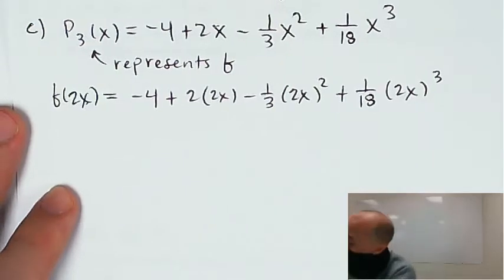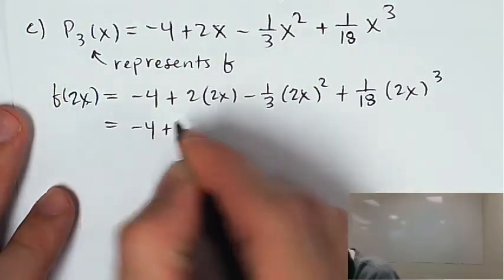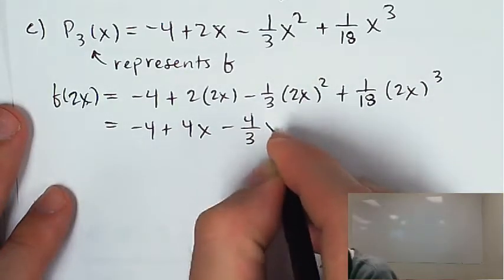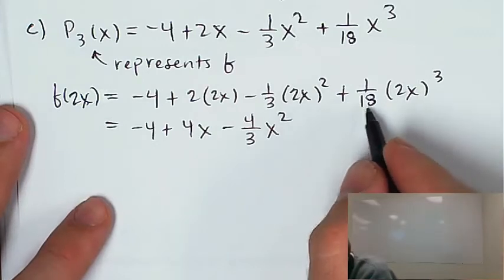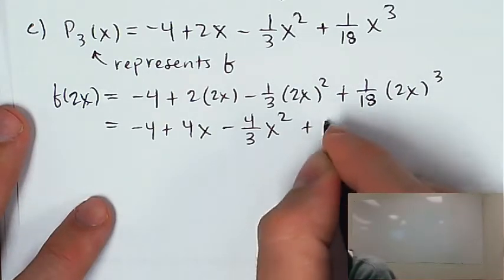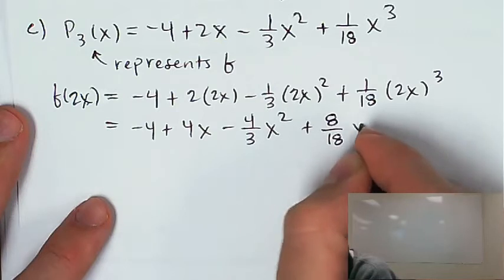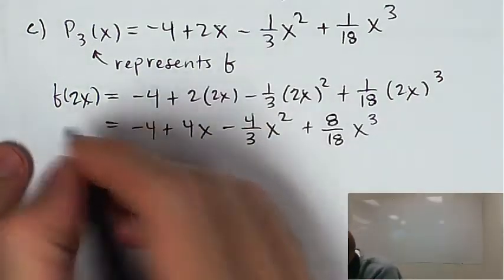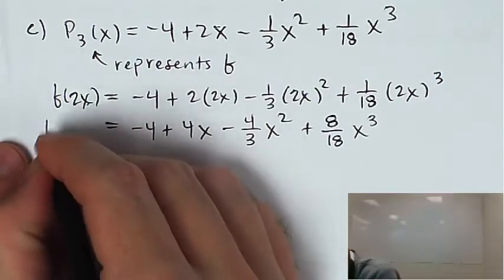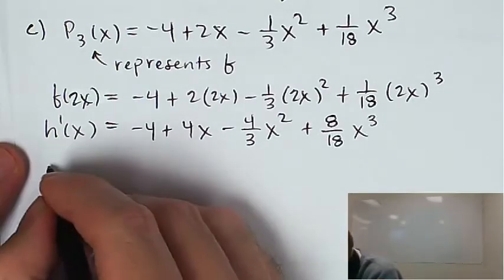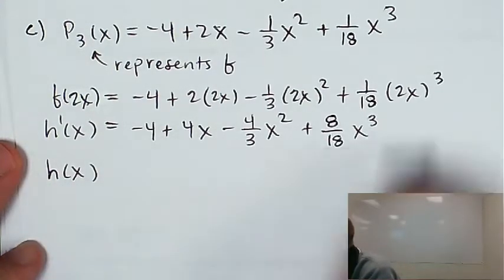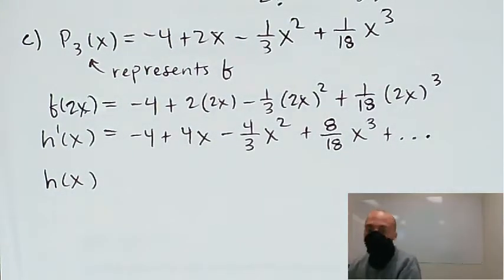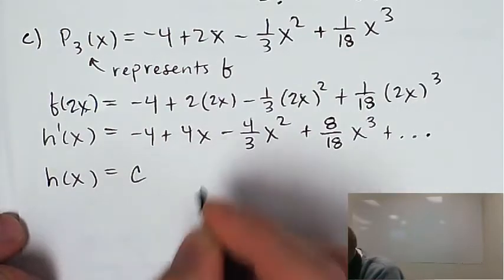And again, because I know I made an error on this the last time I worked it, I'm going to say negative 4 plus 4x. When I square that, I'll have 4/3 x squared. And what would that be? 8 over 18 x to the third. Okay. Now I know they want h, so this is, well, f of 2x is h prime of x. Okay, meaning that h of x is just the antiderivative of this thing. And I'm sure there's going to be a plus dot, dot, dot, right? If we're going to actually say h prime x equal to that. So h of x is going to be an antiderivative, so there's going to be a plus c.